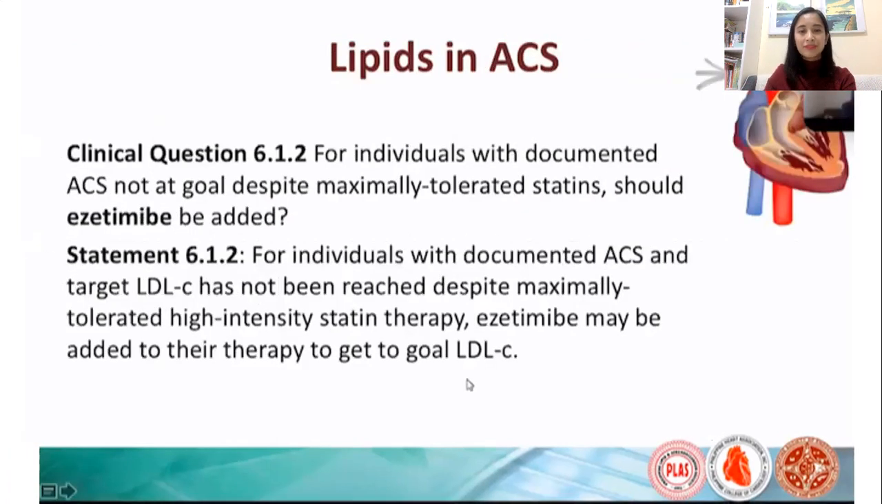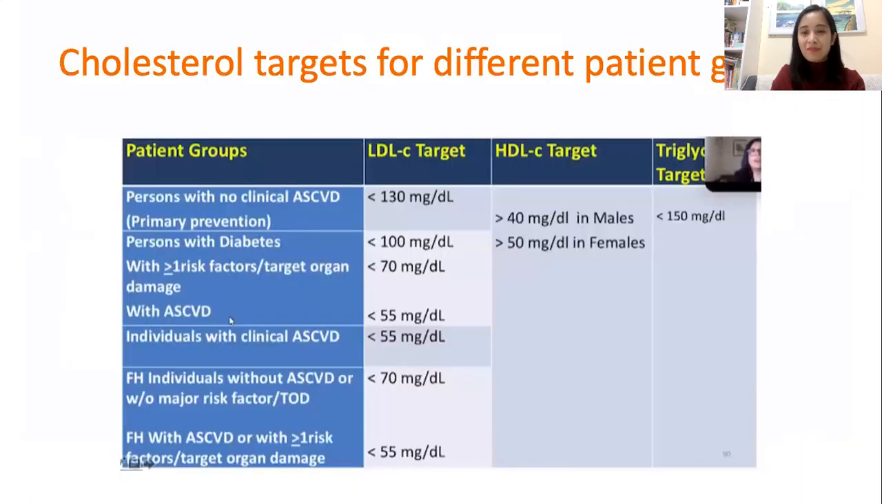Okay. For individuals with documented ACS not at goal, despite maximally tolerated statin, should ezetimibe be added? So the answer there is yes. We want to make sure that your patient is on target, no? Especially for your high-risk patients.